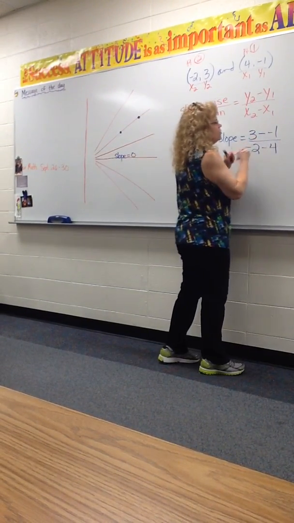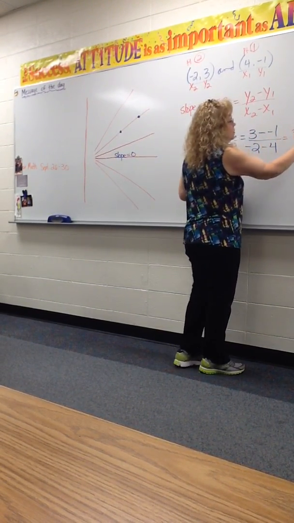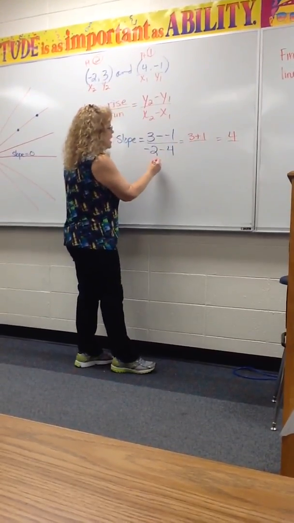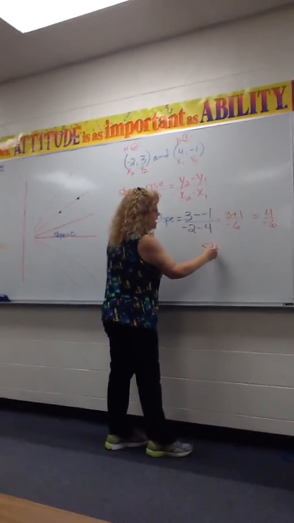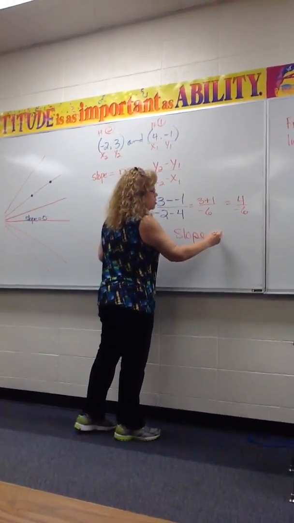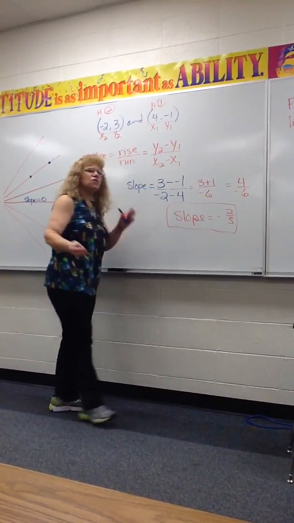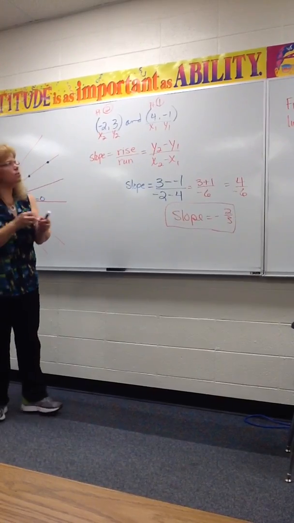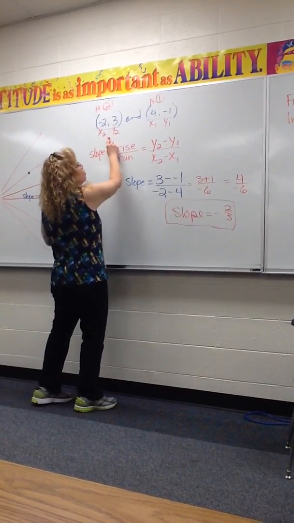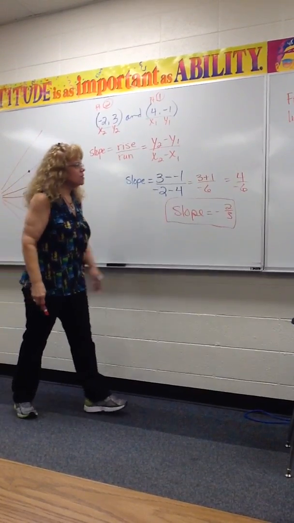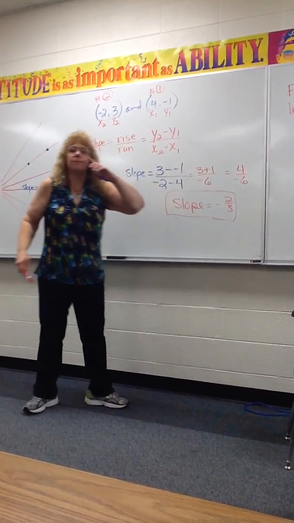This is like plus 1. 3 plus 1 when you subtract negative, which is 4. And in the bottom, negative 2, negative 4, negative 6. And if you reduce that, what's your slope? Negative 2/3. And even if you reverse the points like they did in the book, if you let this be point 1, this be point 2, the only thing that's different is the negative ends up being on top.